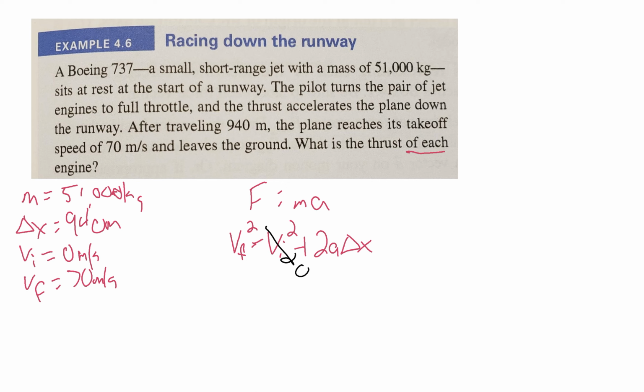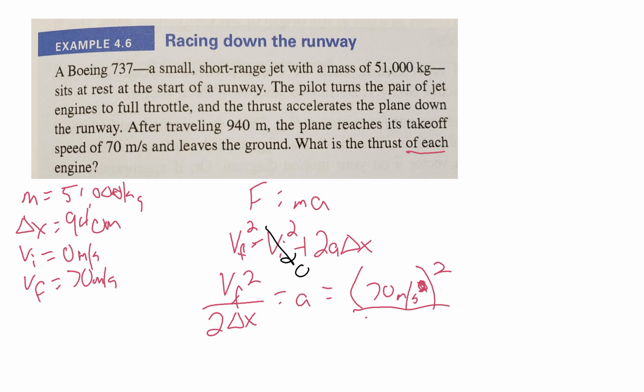How will I do that? Divide by 2 delta x. Divided by 2 delta x. So I have v sub f, what am I doing here? V sub f squared divided by 2 delta x equals a. Now I know everything, so v sub f is 70 meters per second. Not squared, it's just meters per second. That is squared. There we go. Divided by 2 times 940 meters. delta x is 940 meters.